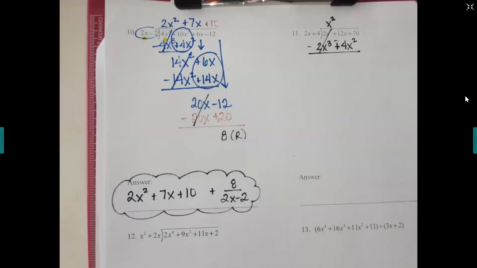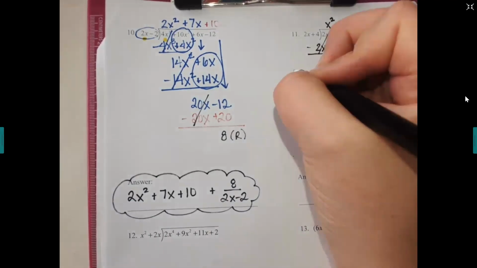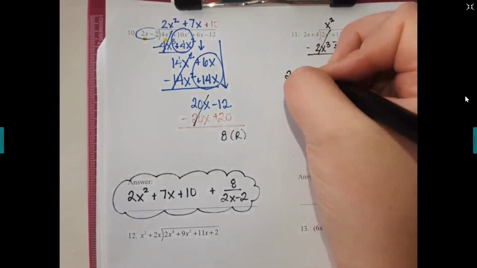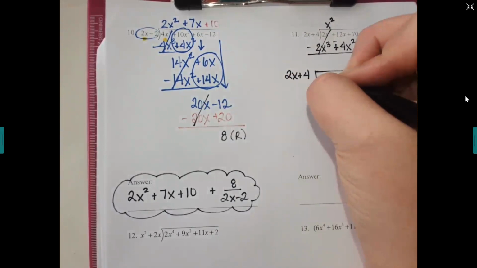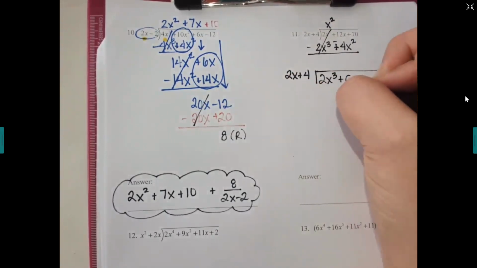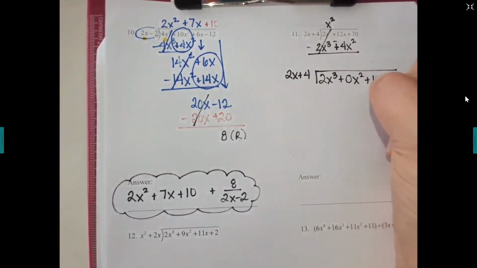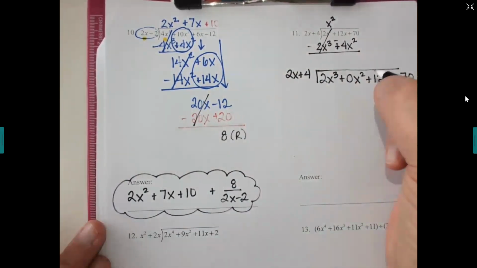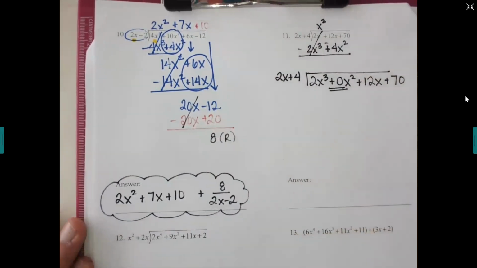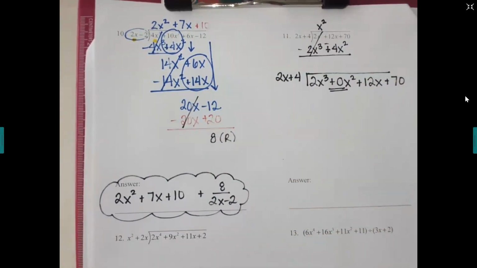So I want you to rewrite your question. So it should say this, 2x plus 4 into 2x cubed plus 0x squared plus 12x plus 7. If you're ever missing a term, you have to write it in or else it's going to end up not being lined up correctly. Okay, now do you feel like you can try it? Work with your table. Check your work as you go.